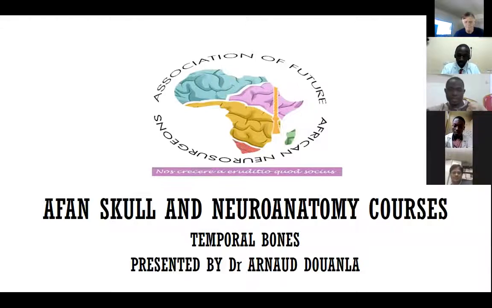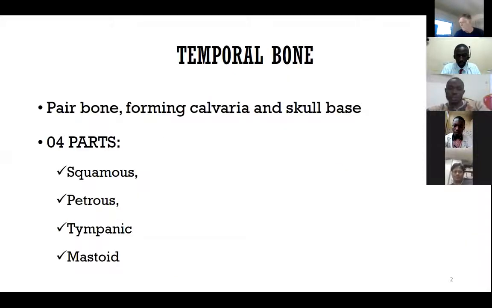Okay, hello everyone. It's an honor and a pleasure for me to present this day on the temporal bone. I have to present about the anatomy of the temporal bone, and I will start directly. So, concerning the temporal bone, we can say that the temporal bone is a paired bone forming the calvaria and the skull base. It's the main bone that forms the middle cranial fossa. This bone is divided into four portions.